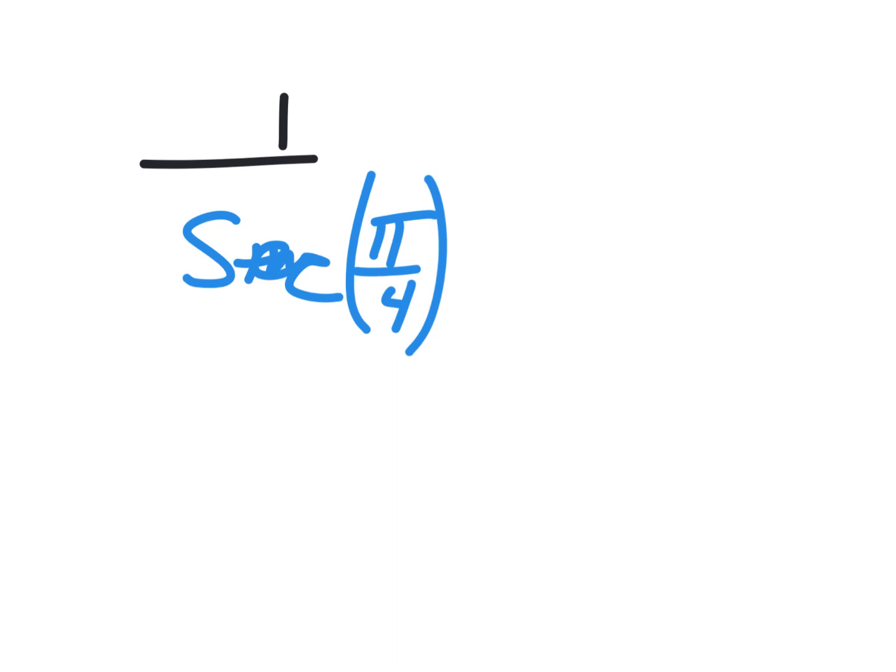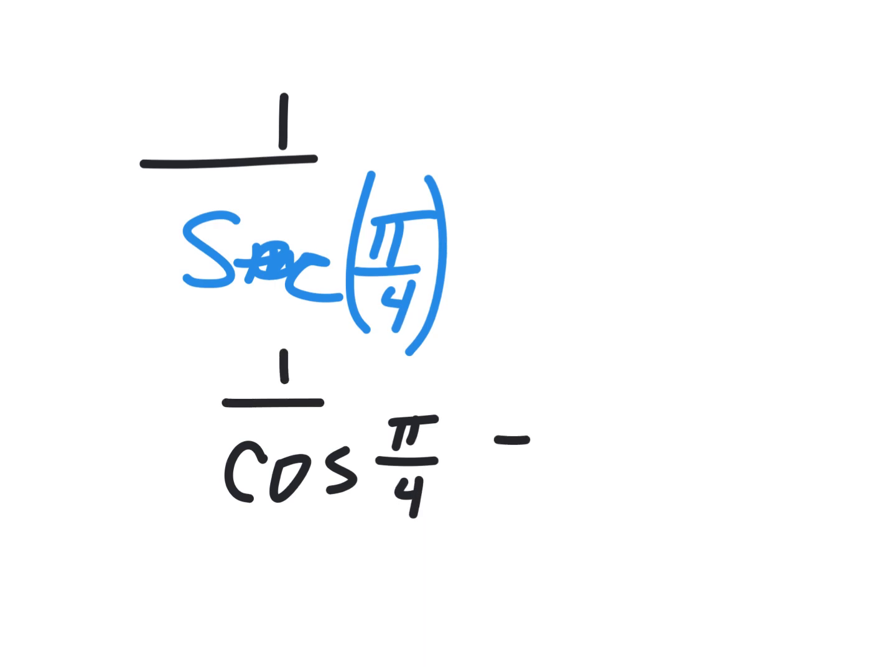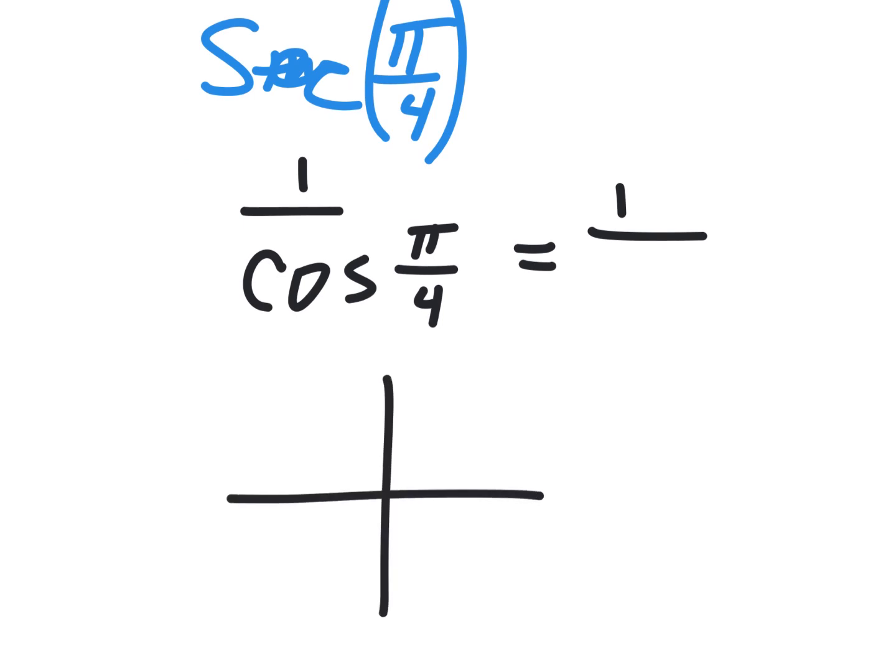So I got secant of pi over 4. I'm not going to do secant. I'm going to do cosine of pi over 4, but I'm going to do a 1 over here so that I remember that when I get my answer, I got to do 1 over that. You know what I mean? All right, so what is cosine of pi over 4? So then I go down here and make a pi over 4. That's 1/4 of the way to pi, so that's like here.